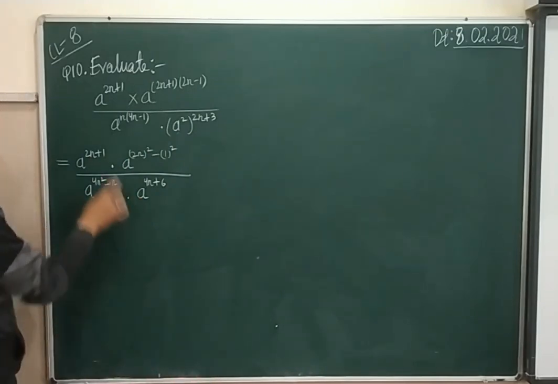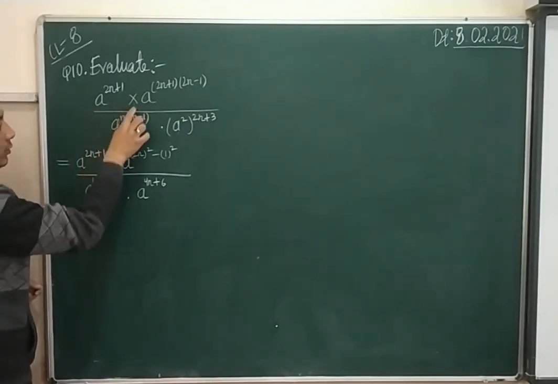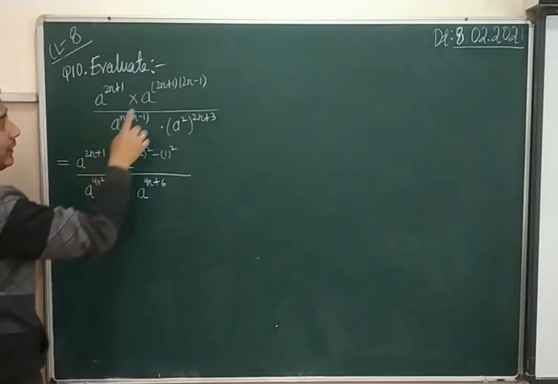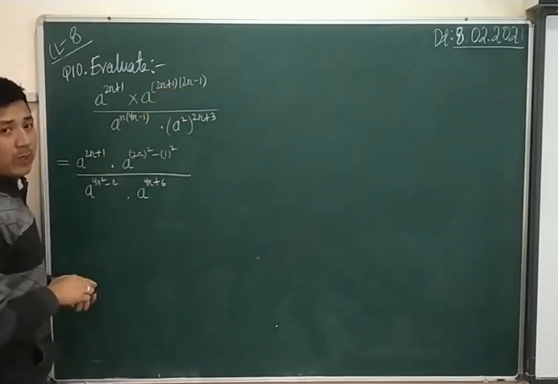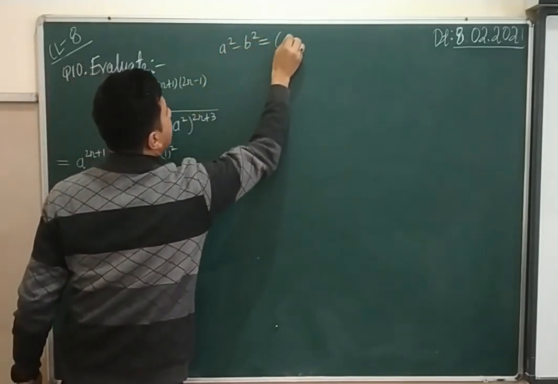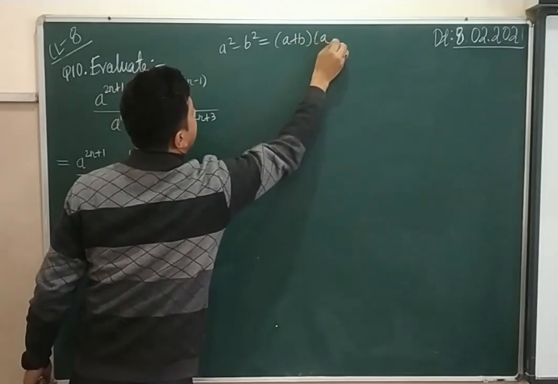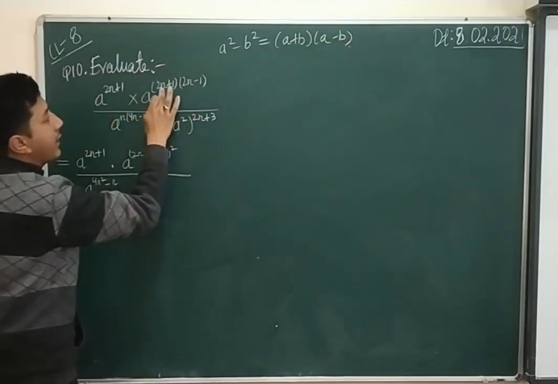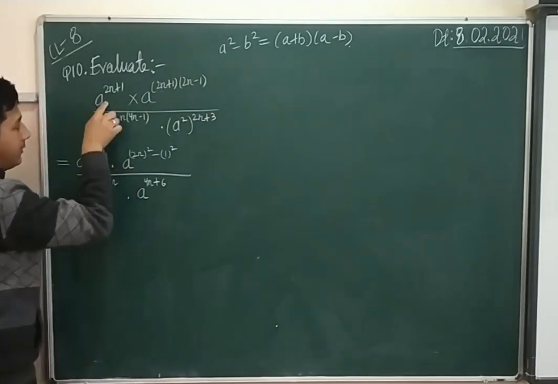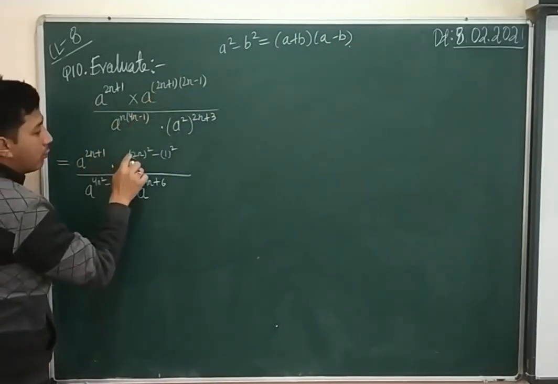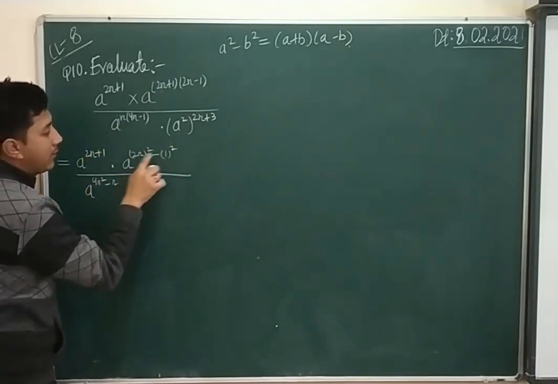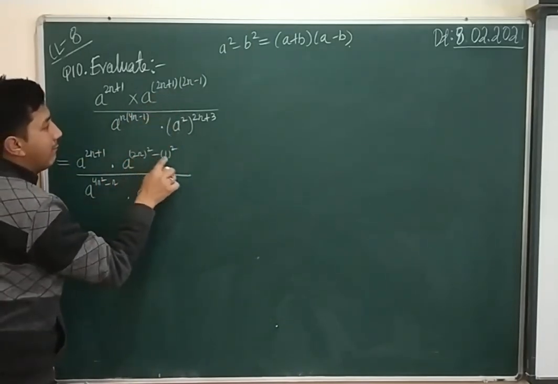Clear? First term, keep it as it is, into. Second term, please multiply. This is in the form of again 2n plus 1, 2n minus 1, which is again in the form of a square minus b square, a plus b, a minus b. Isn't it or not? 2n plus 1, 2n minus 1. So hence the formula will be, this remains same, 2n whole square minus 1 square. Okay? A square minus b square.